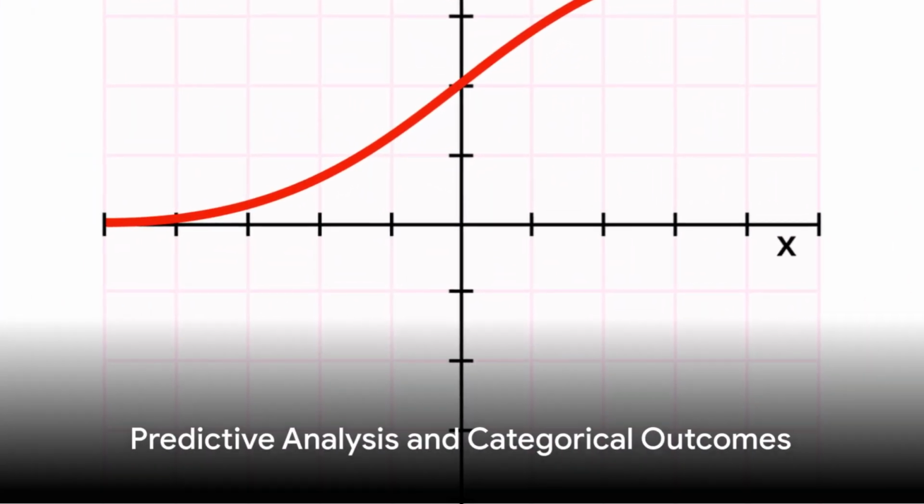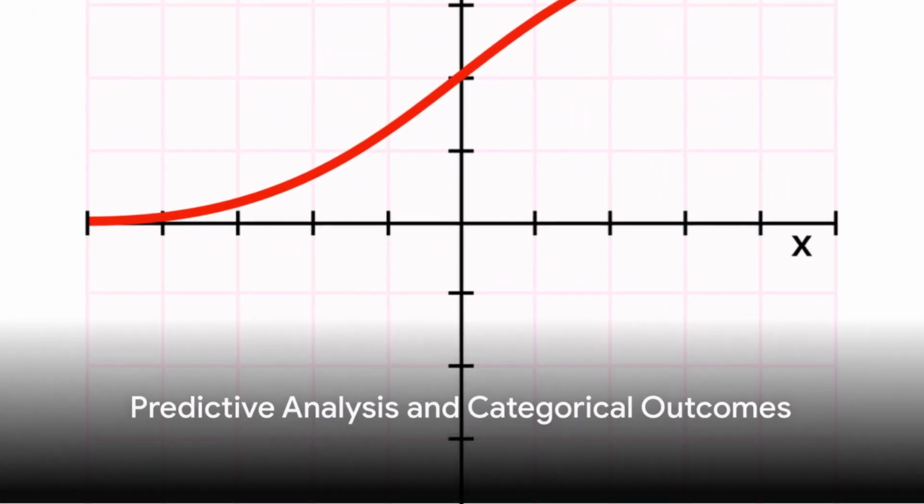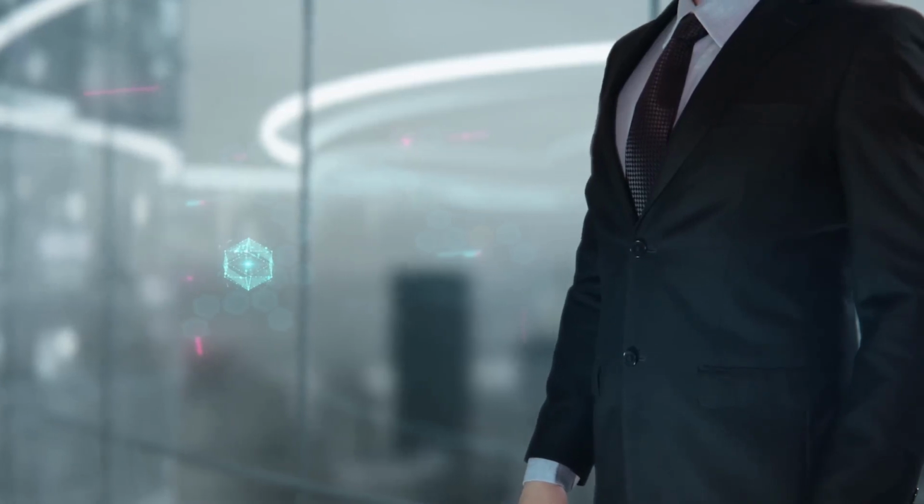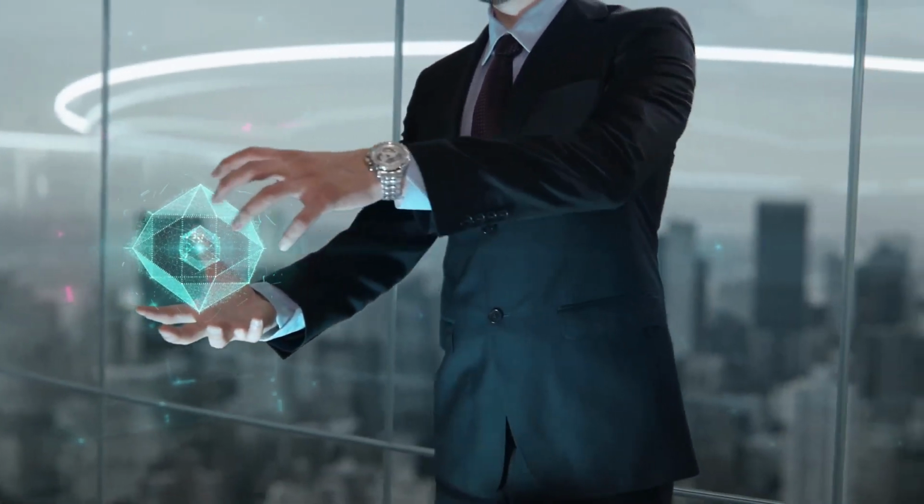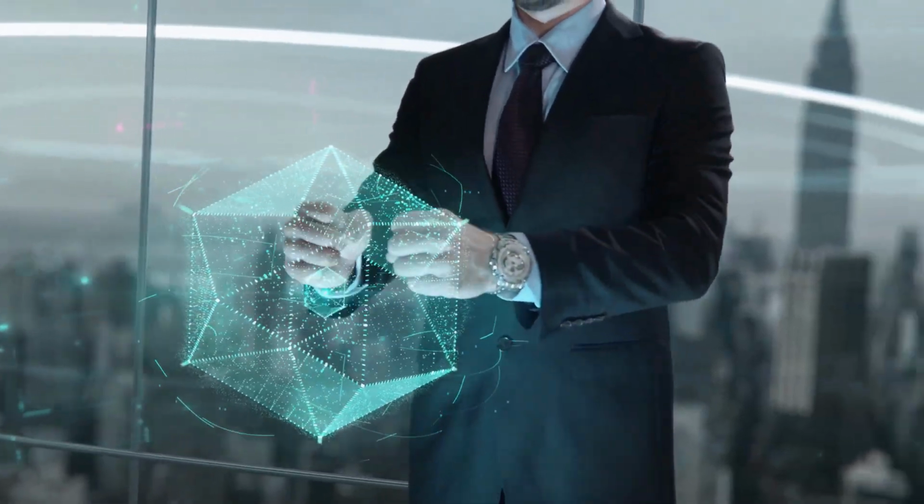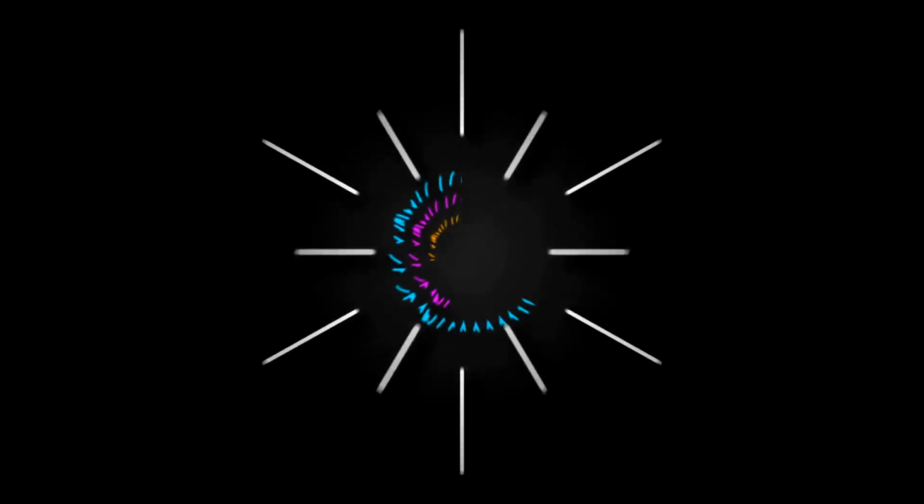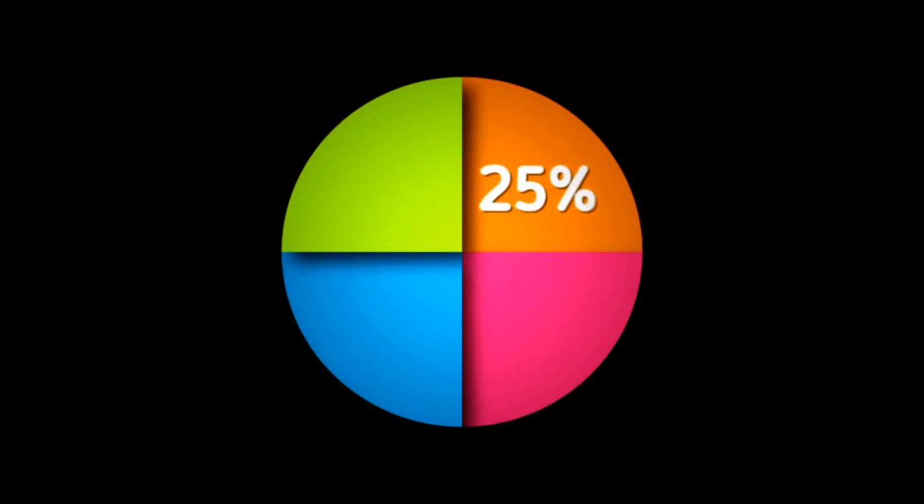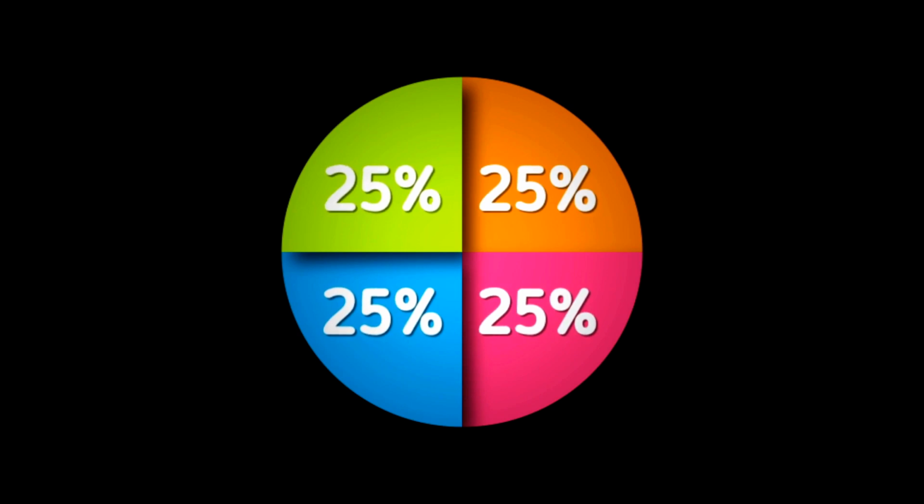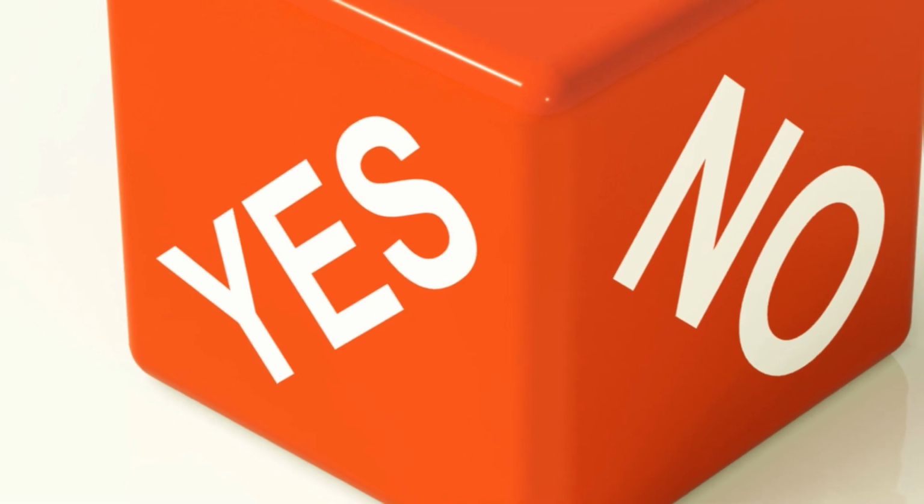At its core, logistic regression is a type of predictive analysis. Like linear regression, it's a way of understanding and predicting outcomes based on certain variables. However, while linear regression predicts continuous outcomes, logistic regression is used to predict categorical outcomes, usually binary ones. Think yes or no, true or false, win or lose.